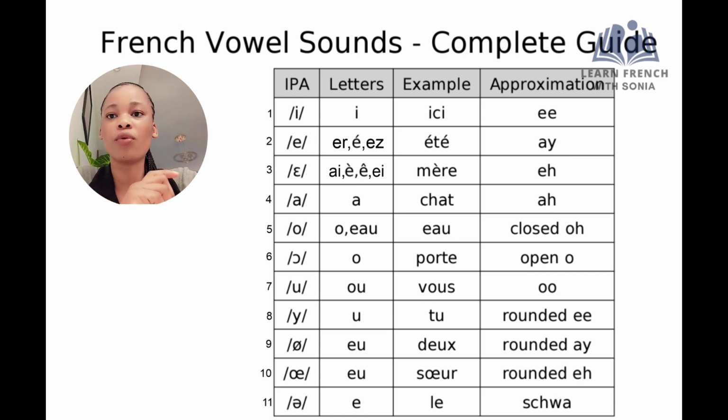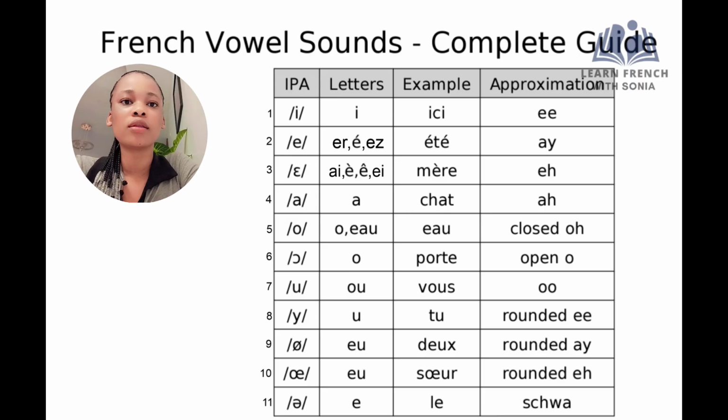Number six is like a reversed C, but no, it's an open O. The open O is not pronounced like the closed O now. Let me show you. Our example there says port. You see, it has changed from the closed O to the open O now. Port. Then the approximation says open O.